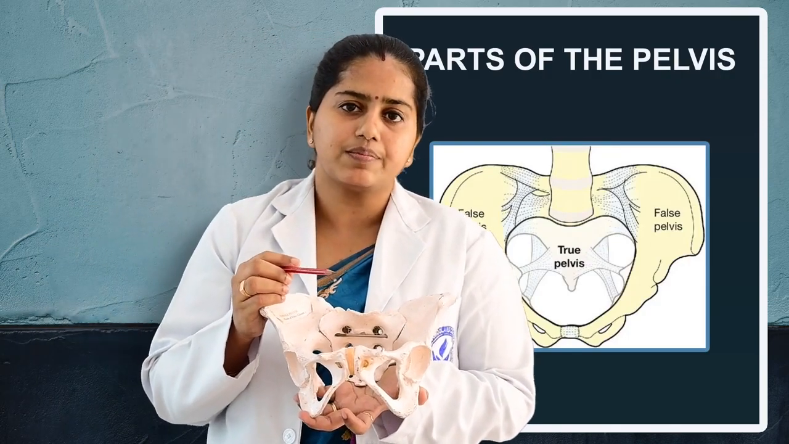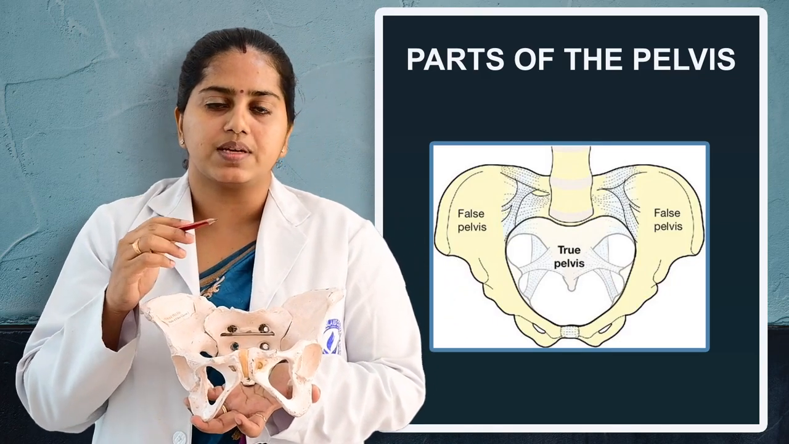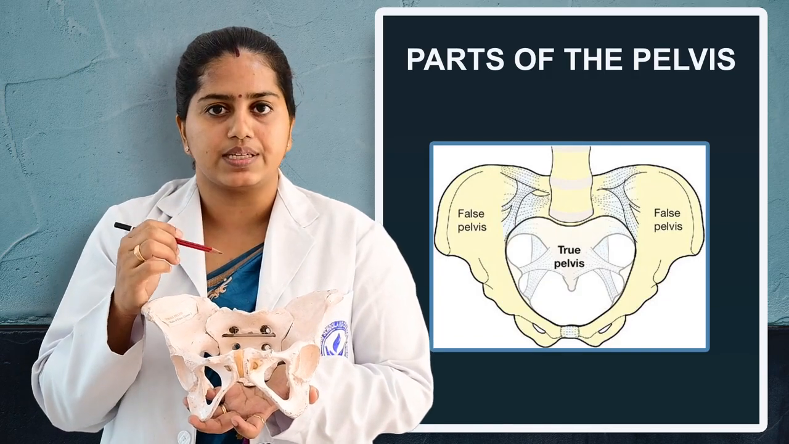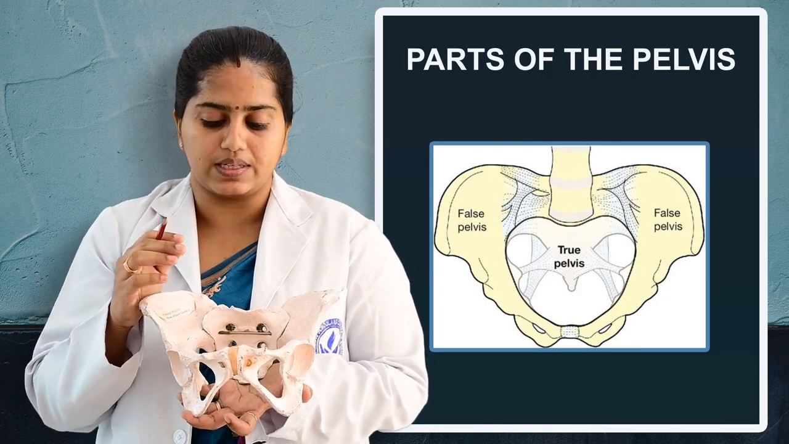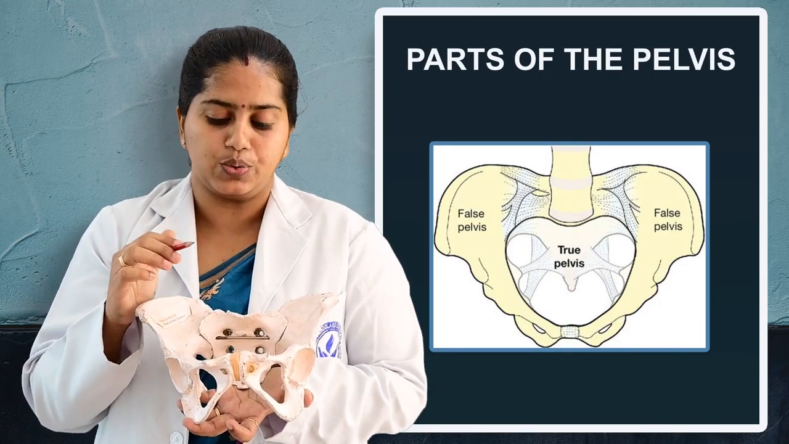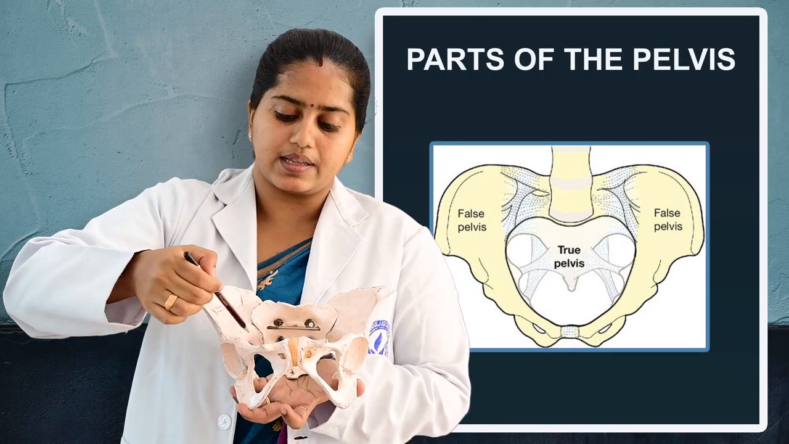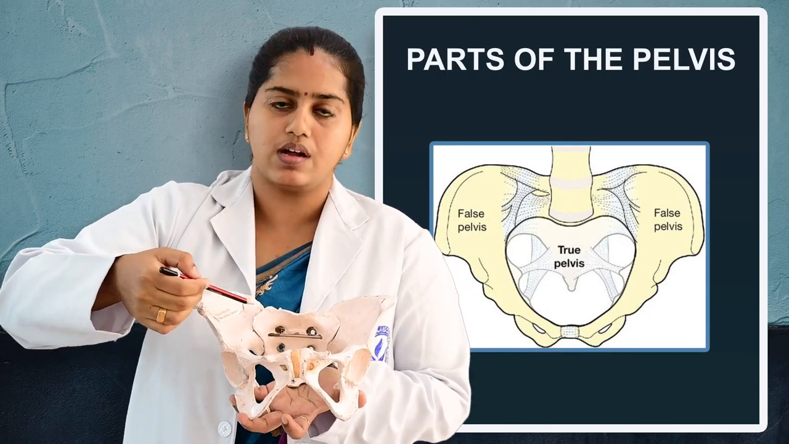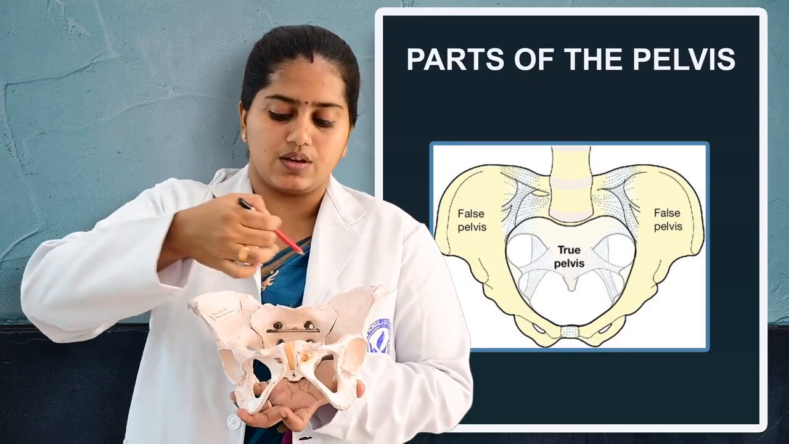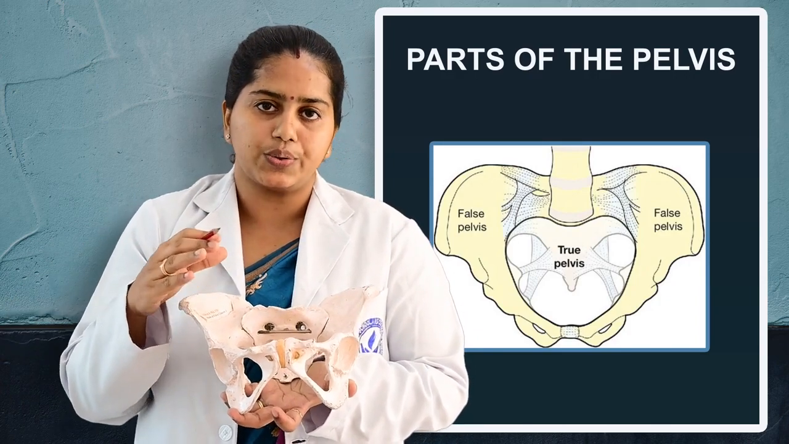The pelvis can be divided into the true pelvis and the false pelvis. The true pelvis has obstetrical significance, as it is used to deliver the fetus. The false pelvis only supports the gravid pregnant uterus. If you see here, this is known as the inlet. The part above the inlet is the false pelvis. It consists of the ilium, the two flared-out portions that support the gravid uterus during pregnancy.